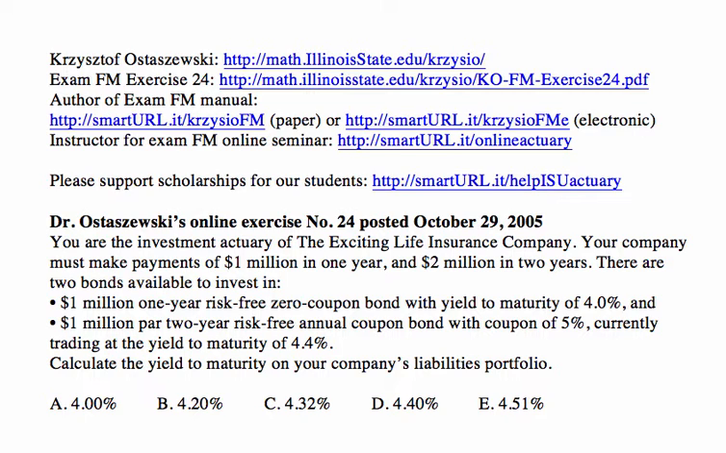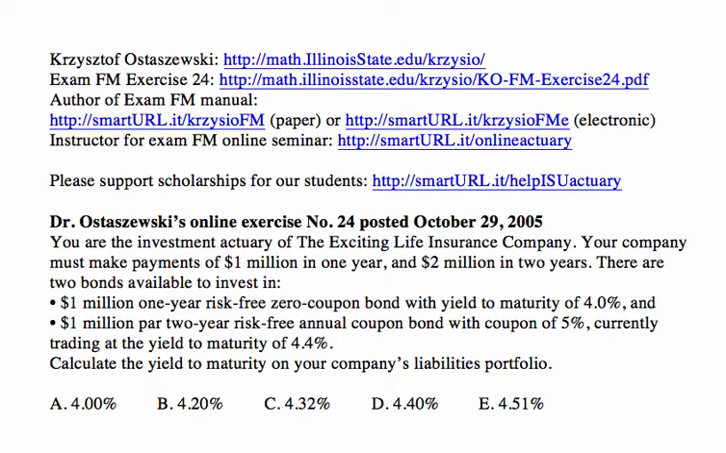So here's the story. You are the investment actuary of the exciting life insurance company. Your company must make payments of $1 million in 1 year and $2 million in 2 years. There are 2 bonds available to invest in. One is a $1 million 1-year risk-free zero-coupon bond with yield to maturity of 4%.